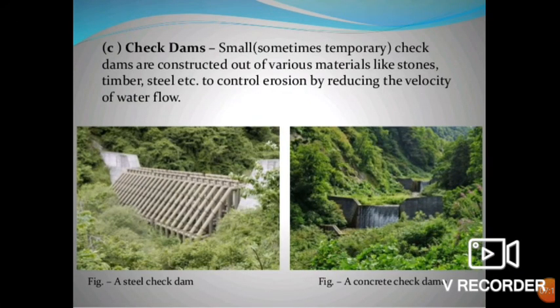Check dams. Small, sometimes temporary, check dams are constructed over the various materials like stones, timber, steel, etc. to control erosion by reducing the velocity of water flow. Two pictures are also given in this slide. First one is a steel check dam, next a concrete check dam.